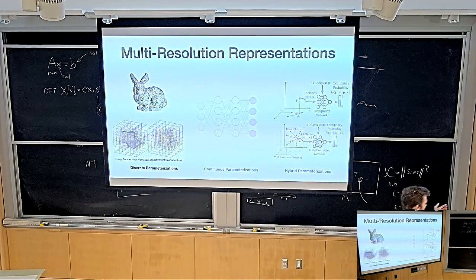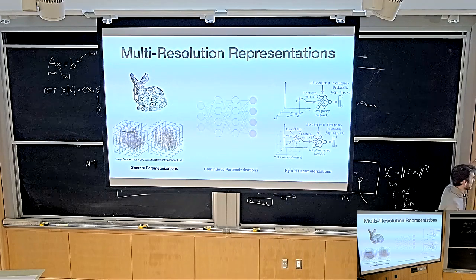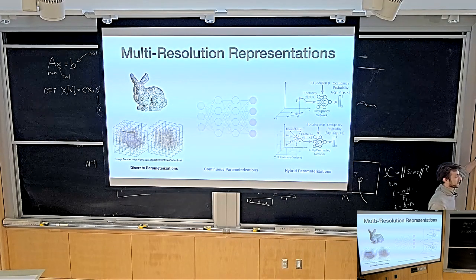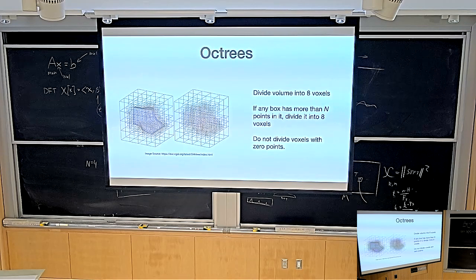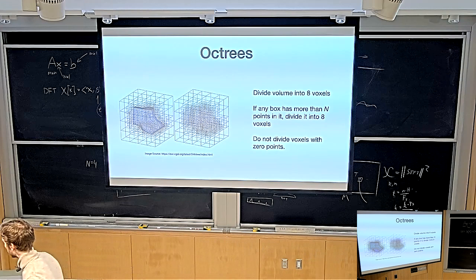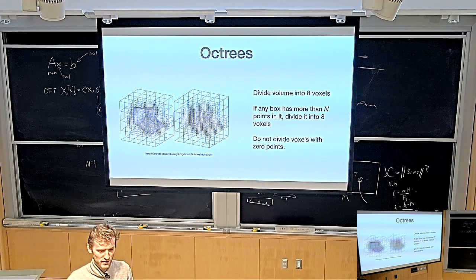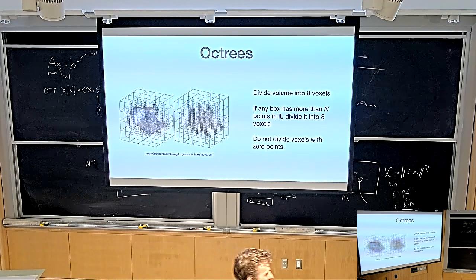Okay, so the first thing that is worth talking about here is a classic computer graphics trick, which is called multi-resolution representations. And one classic multi-resolution representation is the octree. Who knows about octrees? Some people, great. So the idea of an octree is actually pretty simple. There's a bunch of algorithms that you would then have to learn to actually work with them algorithmically. But the basic idea is simple.